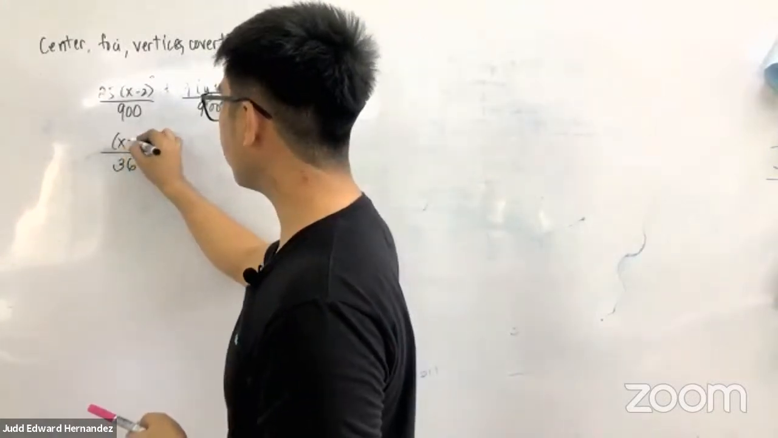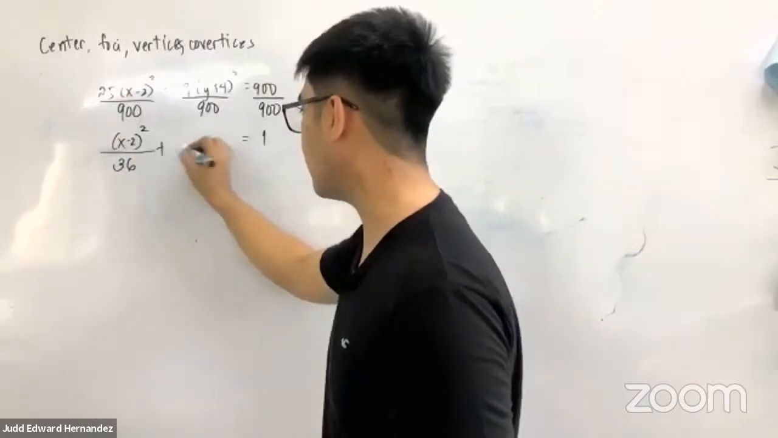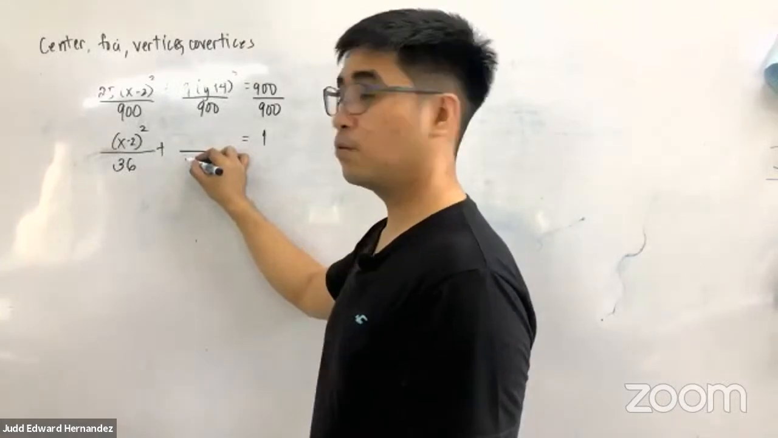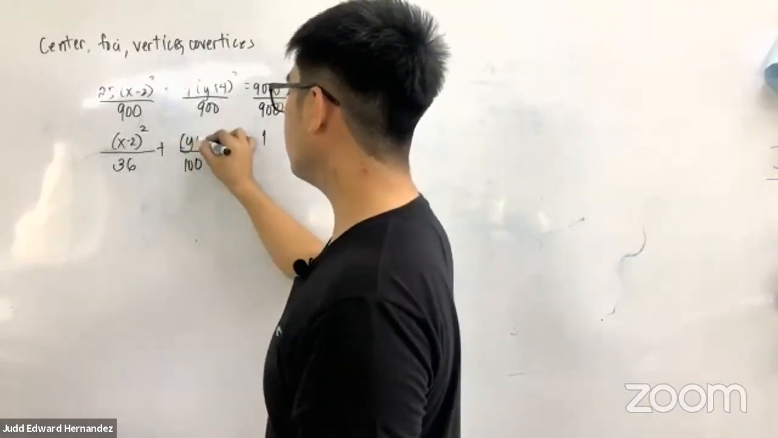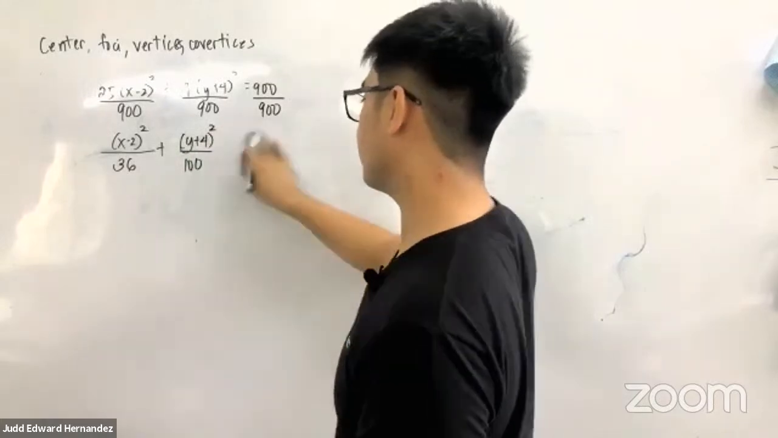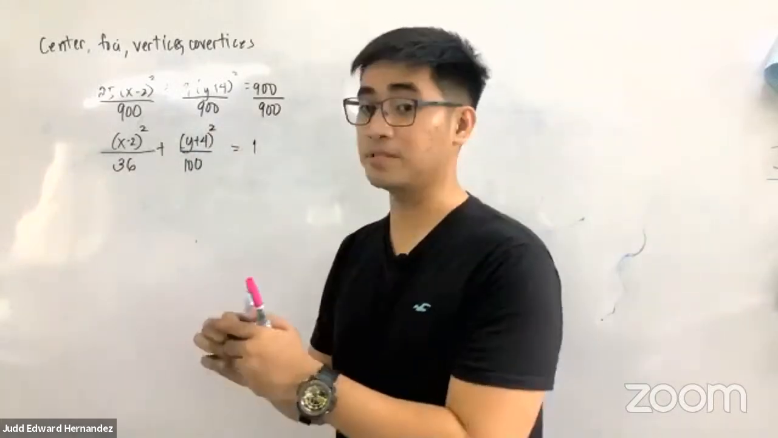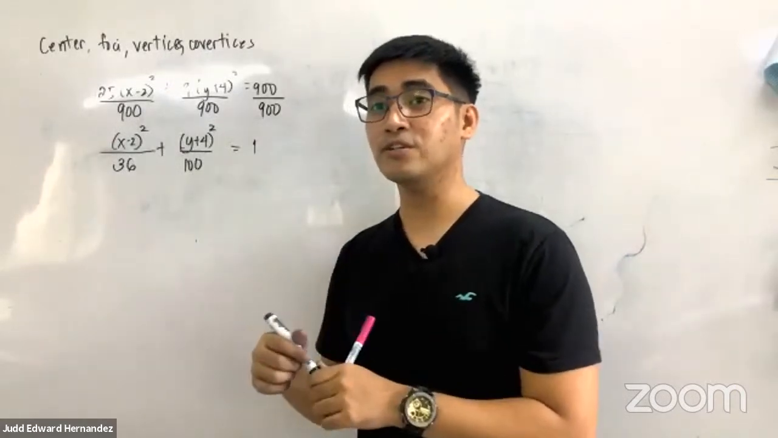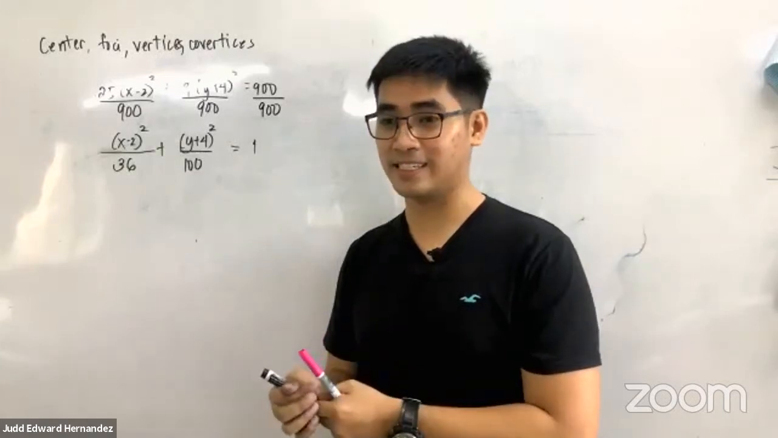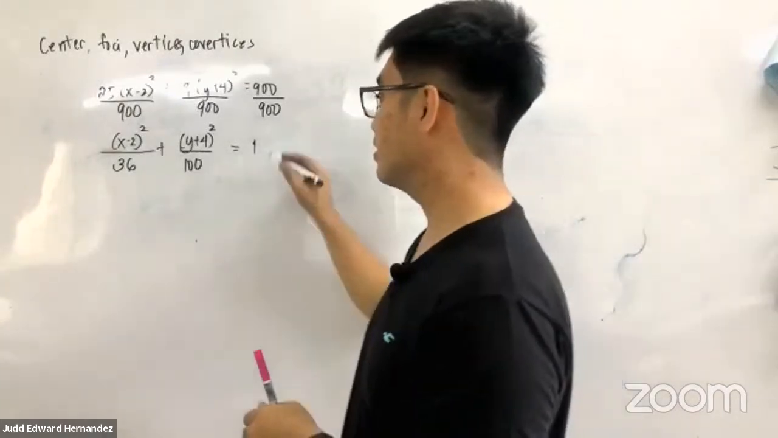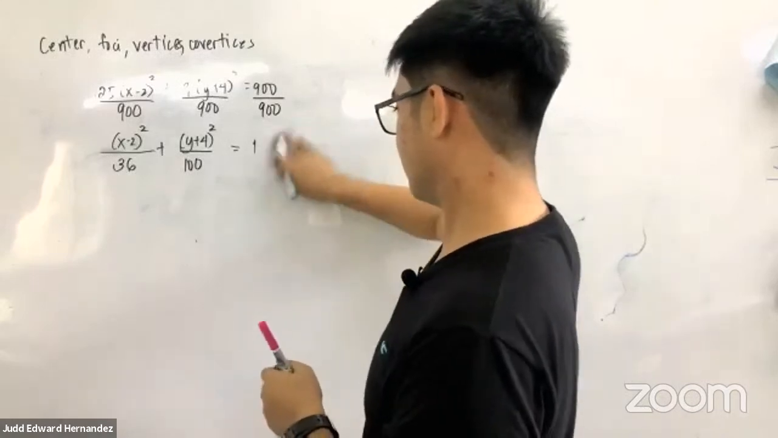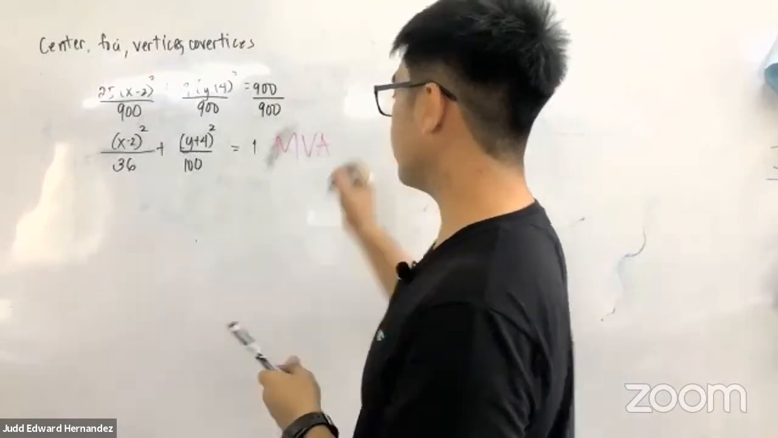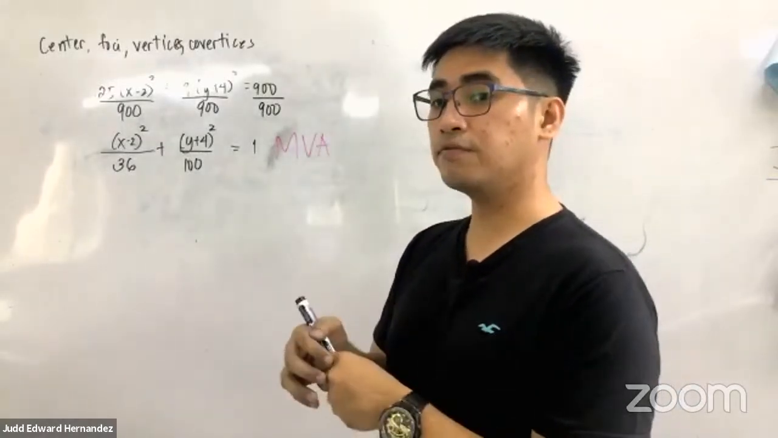So this becomes x minus 2 quantity squared over 36 plus 900 divided by 9 is 100. And the numerator is y plus 4 quantity squared. Therefore, this is now the equation of the ellipse. Standard equation na siya ngayon. Maliwanag. If this is the standard equation, what can we say about the major axis? Vertical. Very good. This is MVA, major vertical axis.